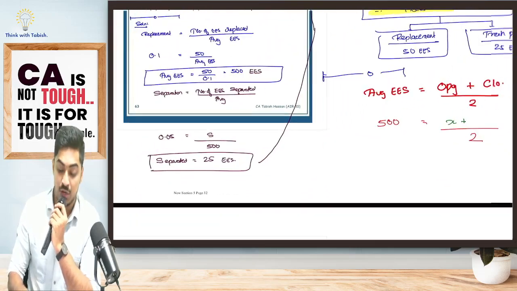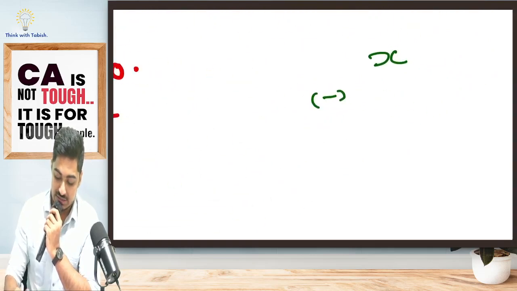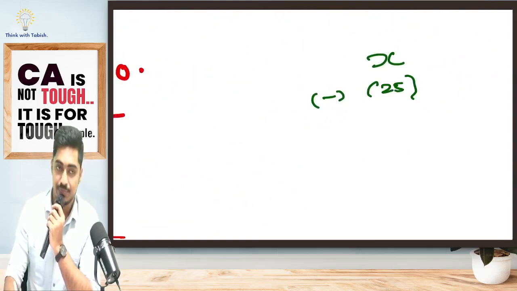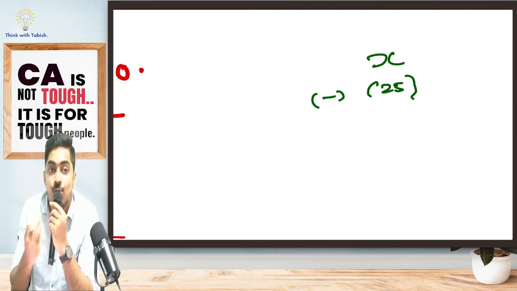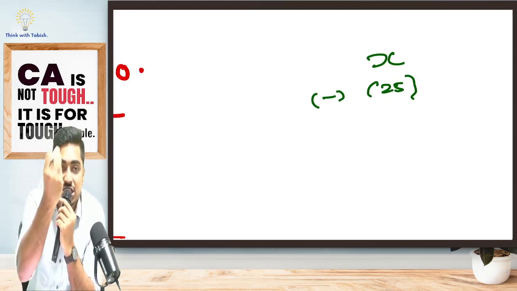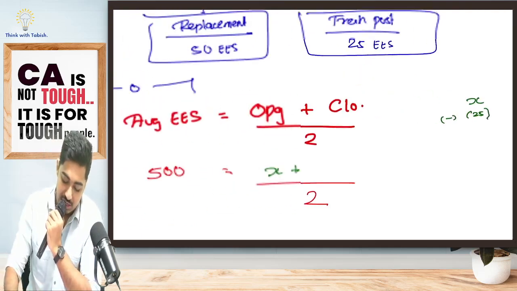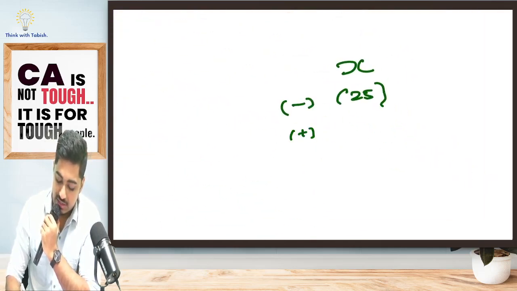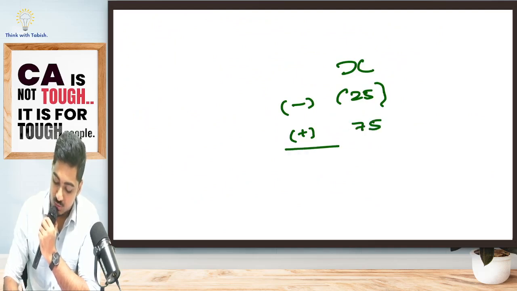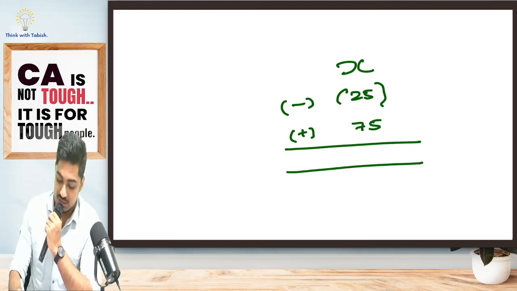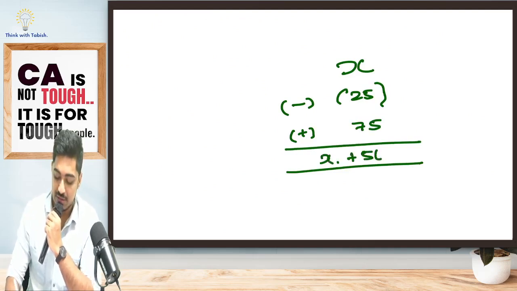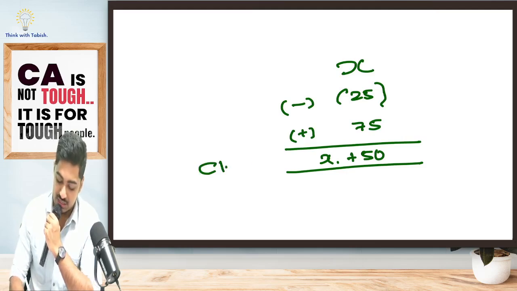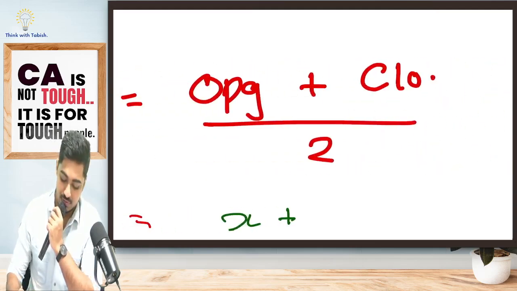25 employees are going. Bye-bye. 25 is gone. How many new employees are coming? Accession. How many employees are coming? 75. People are also coming. Yes or no, everyone? That means what is going to be my closing number of employees? X is there, minus 25 plus 75 will be plus 50. This is going to be my closing number of employees. Yes or no, everyone?